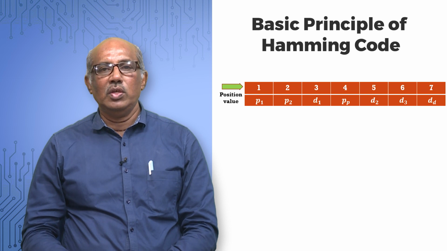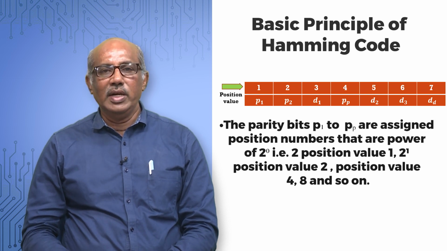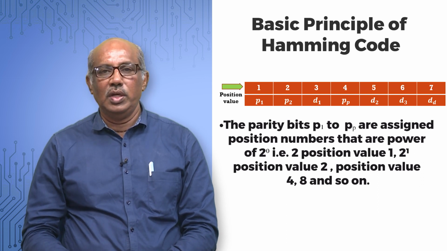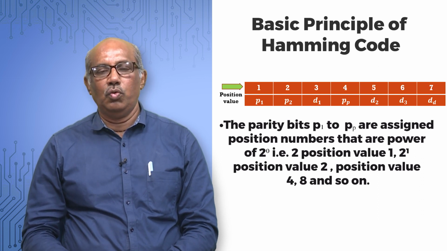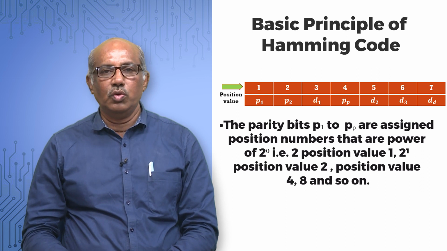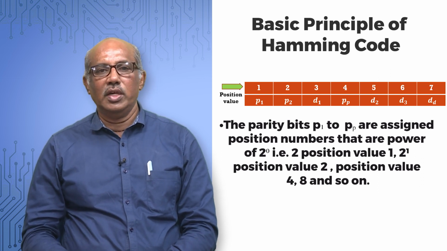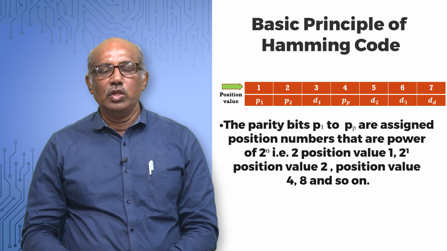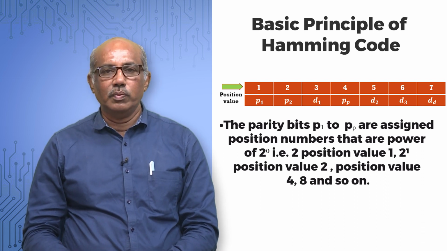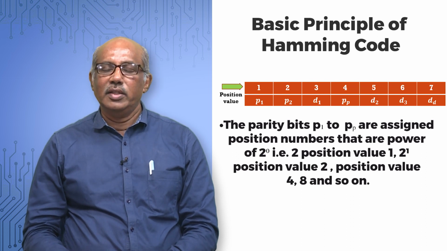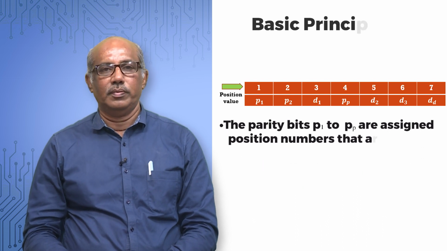Now, where to place the parity bits? The parity bits P1 to P3, because in our example we have 3 parity bits, are assigned position numbers that are powers of 2, that is 2 raised to 0, which is position 1, then 2 raised to 1, which is position 2, 2 raised to 2, which is position value 4, 2 raised to 3, which is position value 8, and then 2 raised to 5, which is position value 32, and so on.